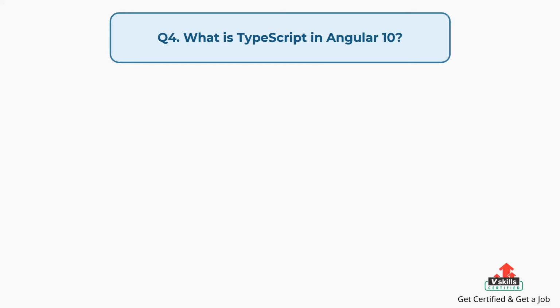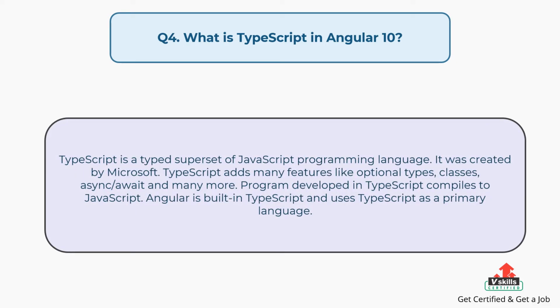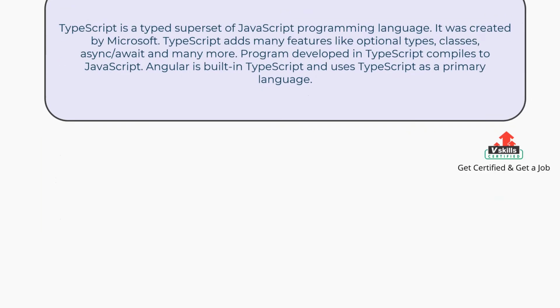Question number 4. What is TypeScript in Angular 10? The answer is TypeScript is a typed superset of the JavaScript programming language. It was created by Microsoft. TypeScript adds many features like optional types, classes, async/await, and many more. Programs developed in TypeScript compile to JavaScript. Angular is built in TypeScript and uses TypeScript as a primary language.